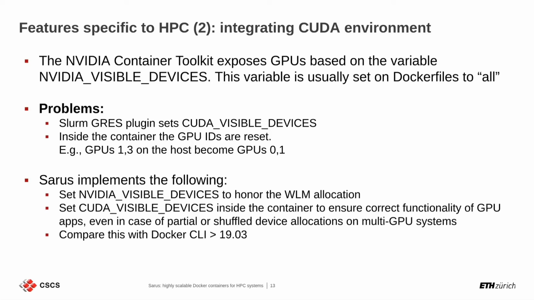However, some workload managers allocate GPUs by themselves. An example would be Slurm with the generic resource scheduling plugin. This means that if the settings are not aligned, a different GPU from the one which was chosen by the workload manager could be enabled in the container. Additionally, on multi-GPU systems, the GPU IDs on the host are reset when moving into the container, and this potentially prevents containerized applications from working.